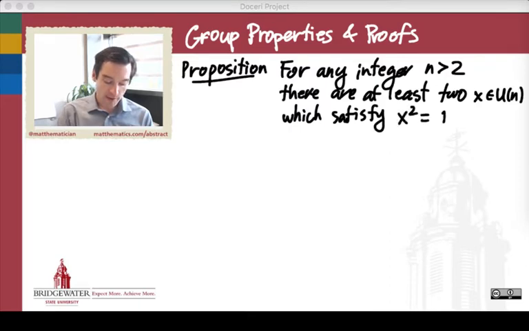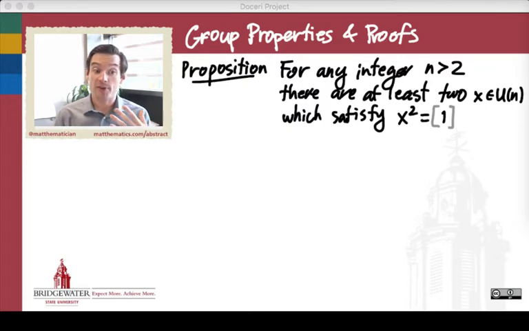And when I put a 1 here, we should understand this to mean the equivalence class of 1. I may or may not always include those equivalence class brackets, but remember, if we're doing arithmetic modulo n, we're really doing arithmetic with those equivalence classes modulo n. So this is the thing that I'd like to try and come up with a proof for.